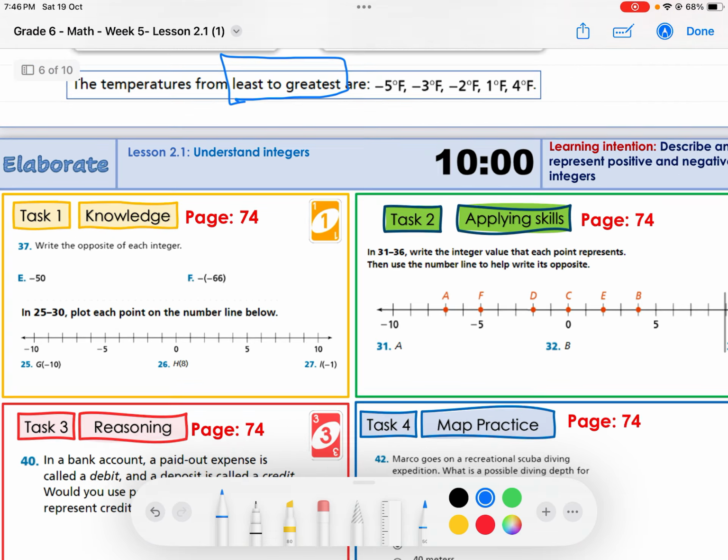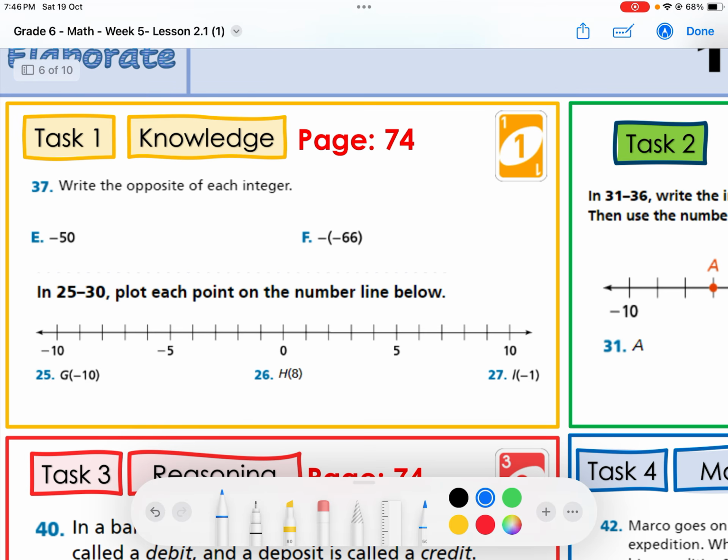Okay, now let's start with this question. These are the questions in your book. Try to solve them because the more you practice, the better idea you get. You can become fluent and super fast in solving any question related to this lesson, integers. So here they're telling you to write the opposite. When you want to write the opposite, all you have to do is just change the sign, because what is the opposite of negative 50?